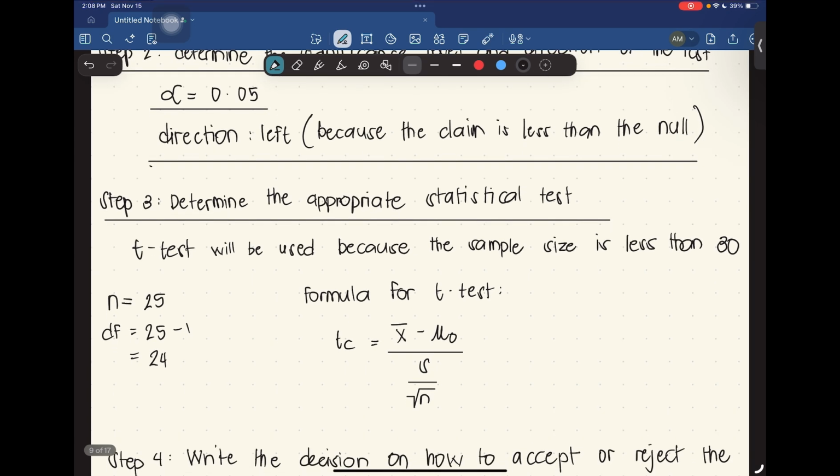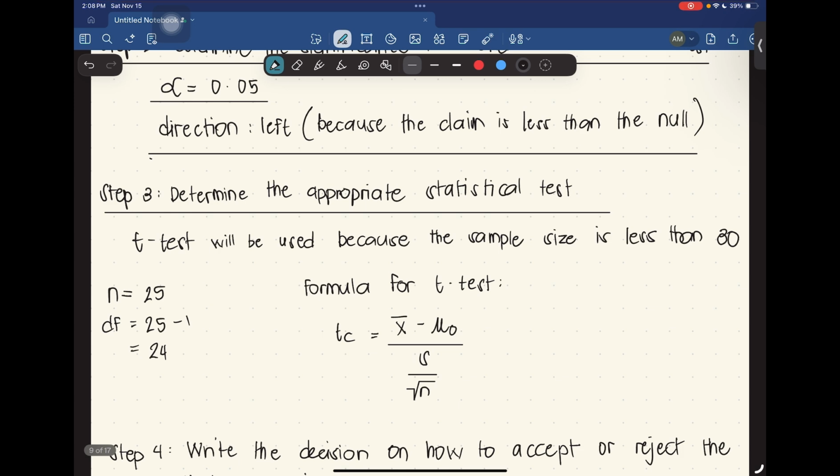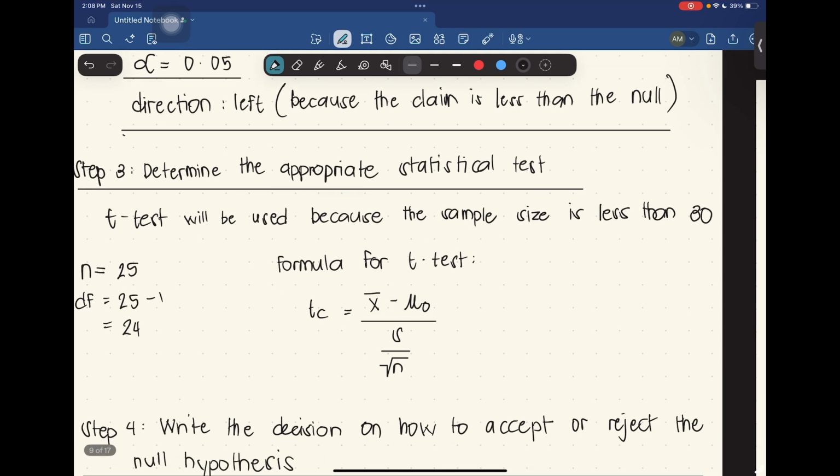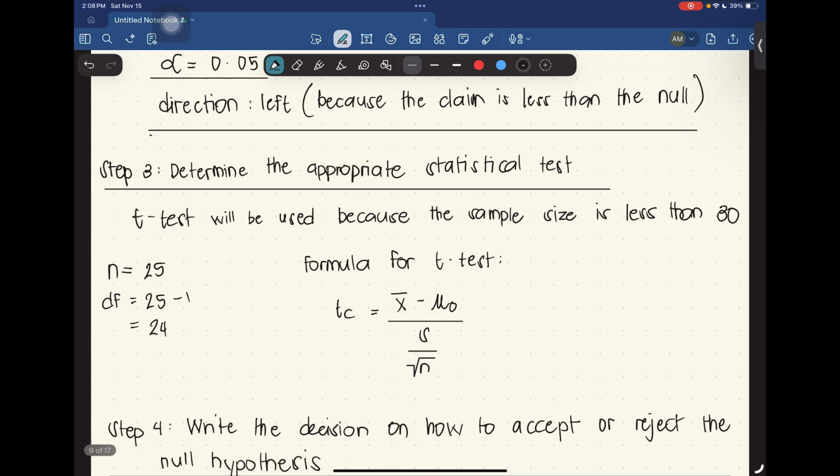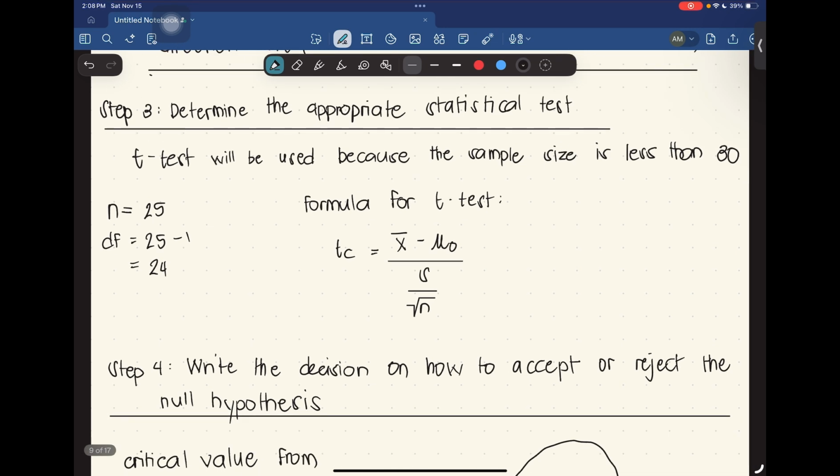Our next step is determine the appropriate statistical test. We will use t-test because the sample size is less than 30. Our sample size is 25 and our degree of freedom is 24 because degree of freedom is sample size minus 1. And the formula we will use is the t-test, where Tc is equal to computed mean minus hypothesis mean all over sample standard deviation over square root of sample size.